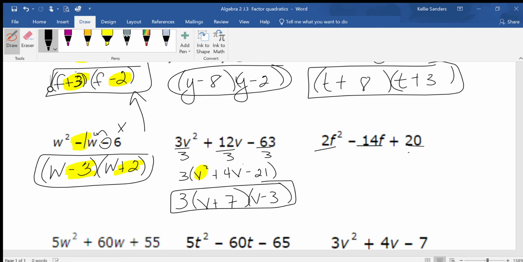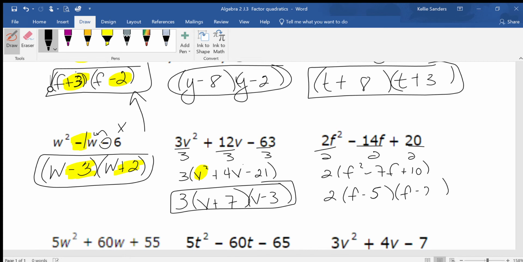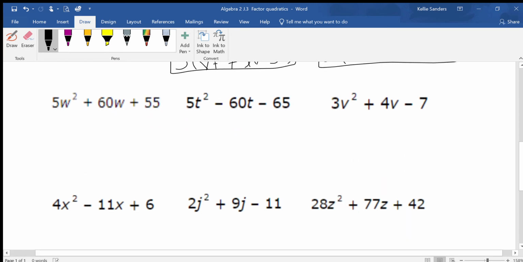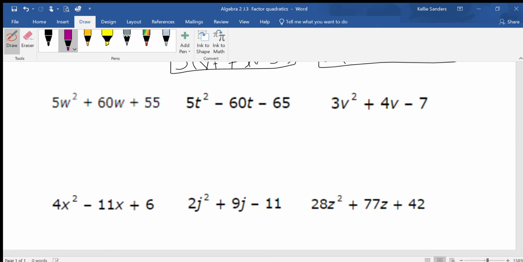Another GCF of 2. Multiply to get 10, add to get 7, 5, and 2. So I kind of say the same steps over and over and over. So I just try to say as little as possible after doing it forever and ever. So we have to take out a 5.